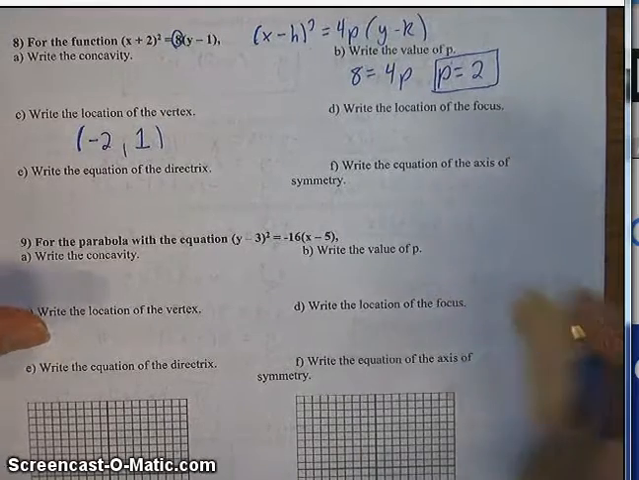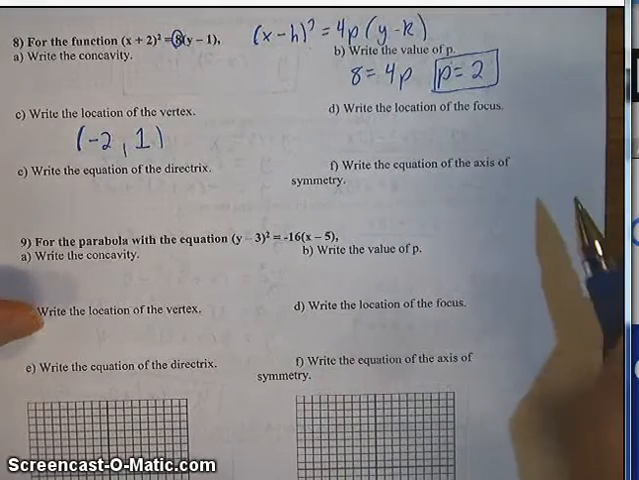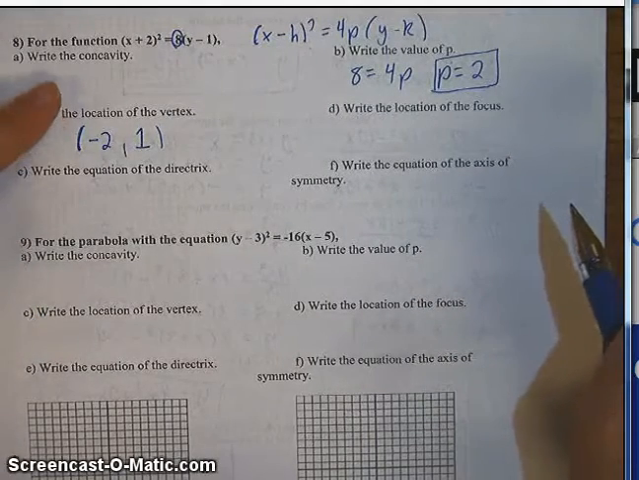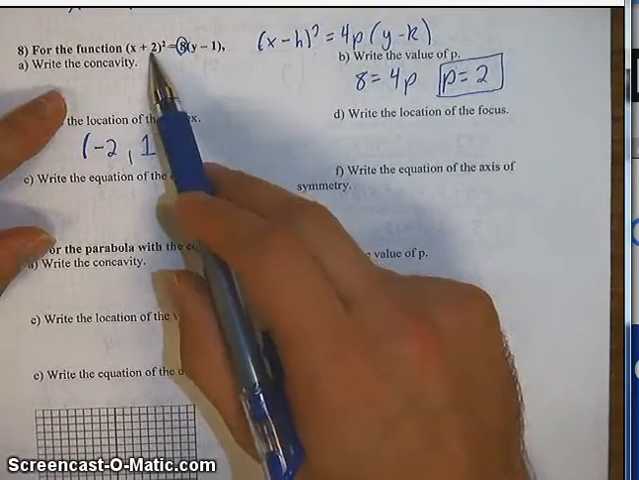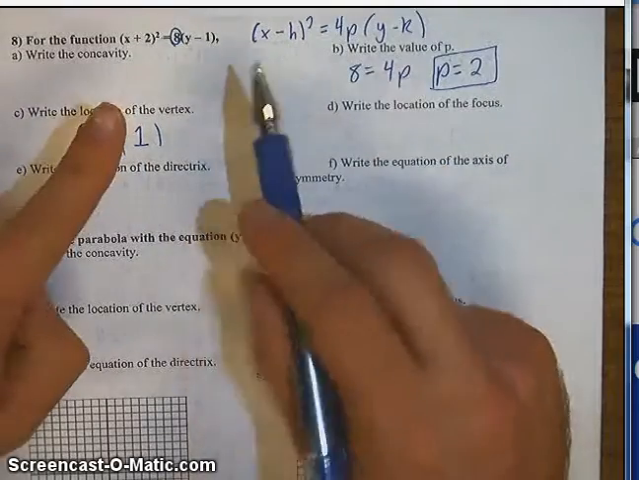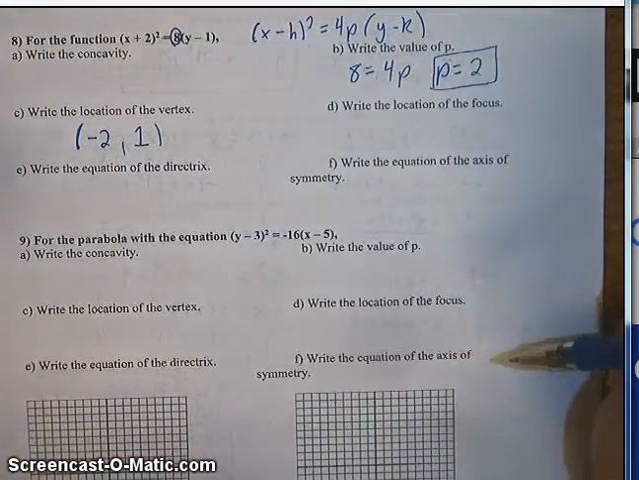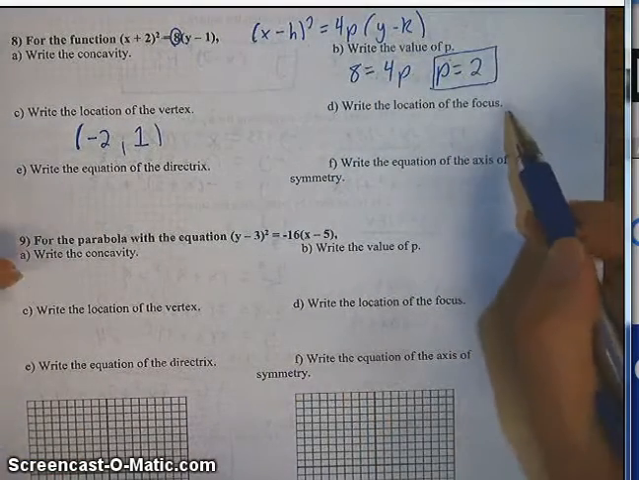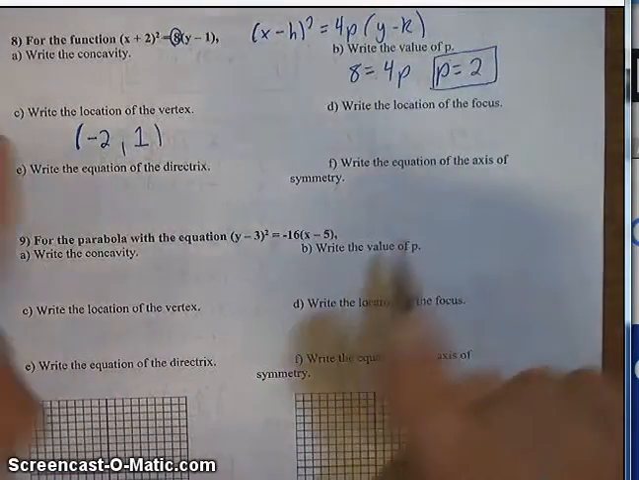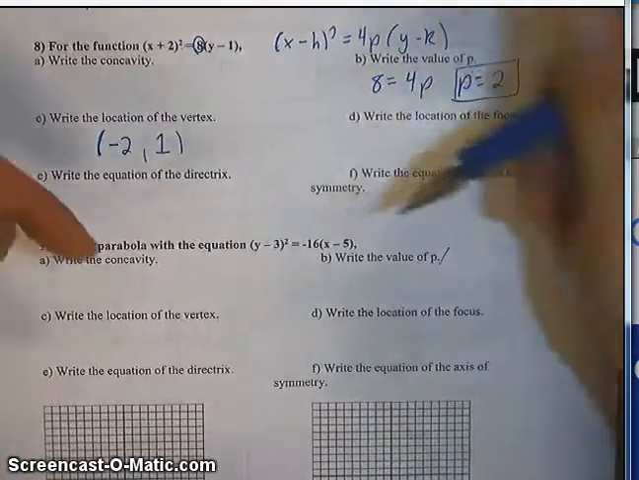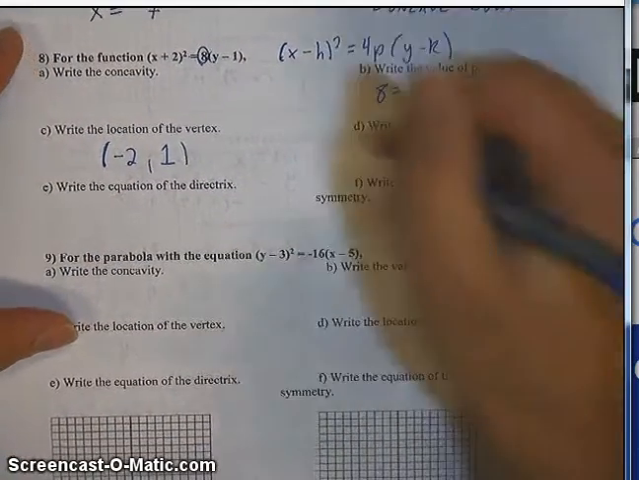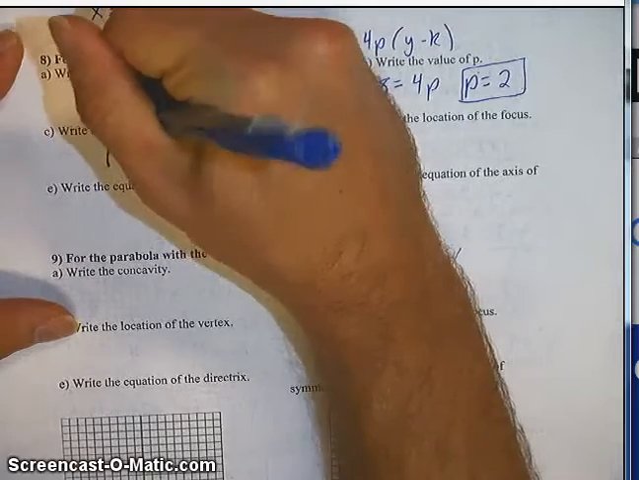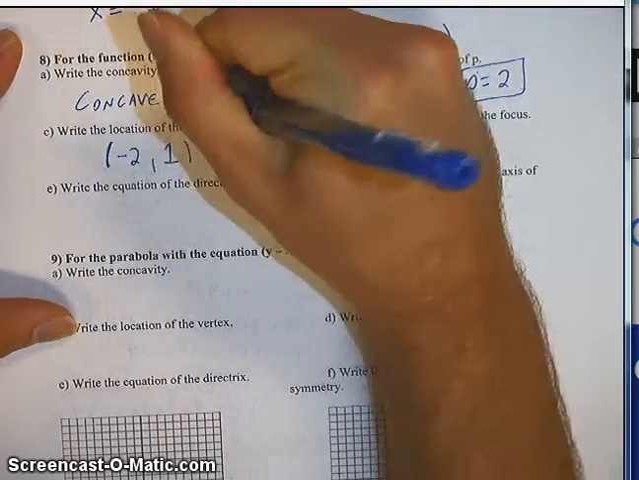Now, I can actually do one more thing before I need to go to my graph, and it's the concavity. Hopefully you recognize this as an x squared, which means it either opens upwards or opens downwards. And it depends on what the value of p is. When p is positive, it goes upwards. If p is negative, it goes downwards. So since this p is positive, we know that this thing is concave up.